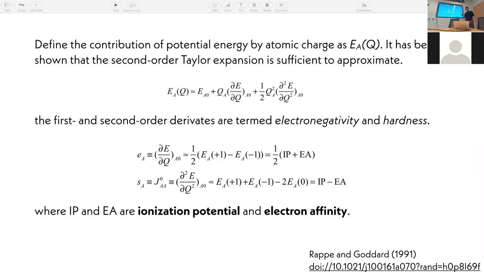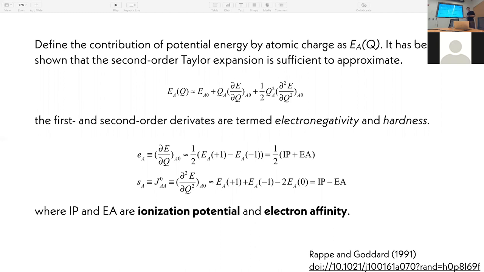So the solution is to follow a paper done by Mike Gilson et al. and predict the first and second order derivatives of the potential energy with regard to atom charges, and use that to reconstruct your charges. So here's the idea. If you expand the contribution to the potential energy by the atom charges as a Taylor expansion and only take the first few terms, this actually is how electronegativity and the hardness are defined.